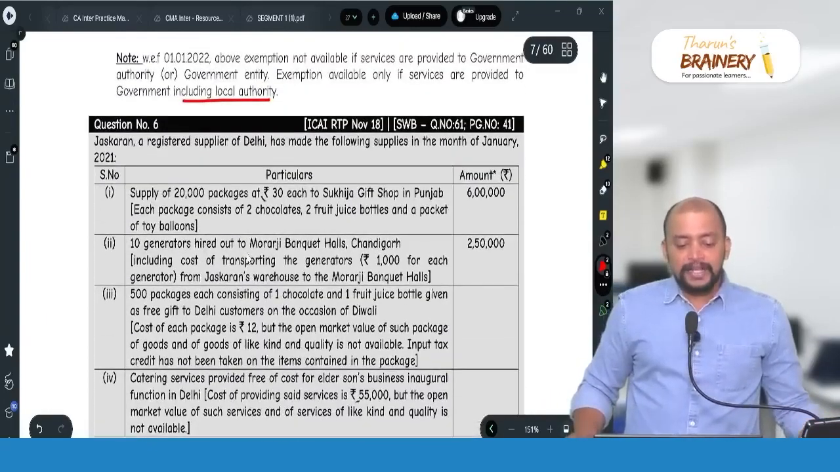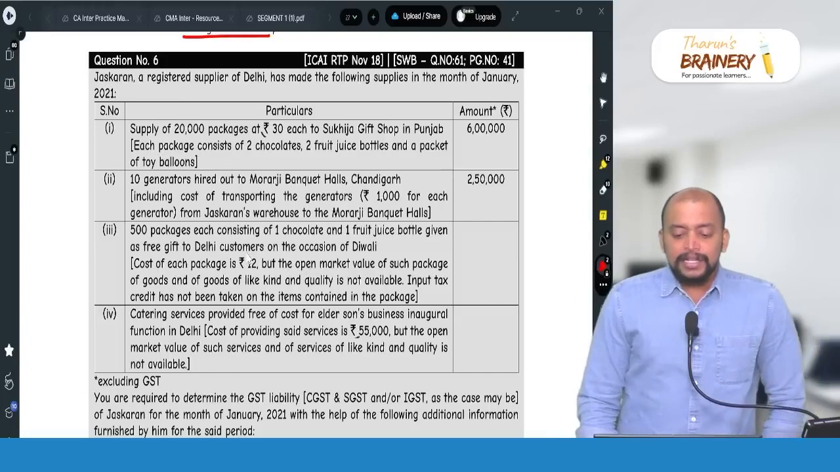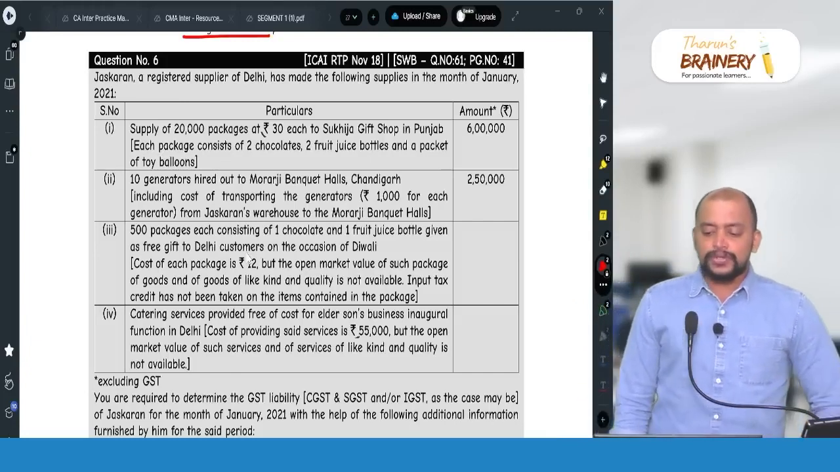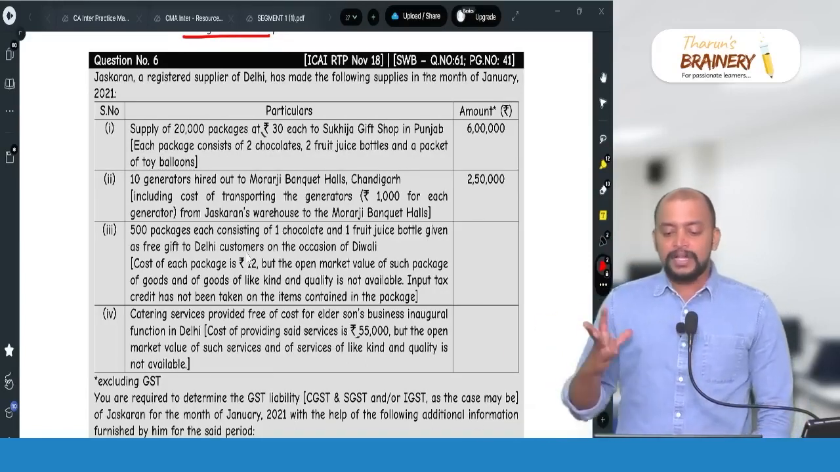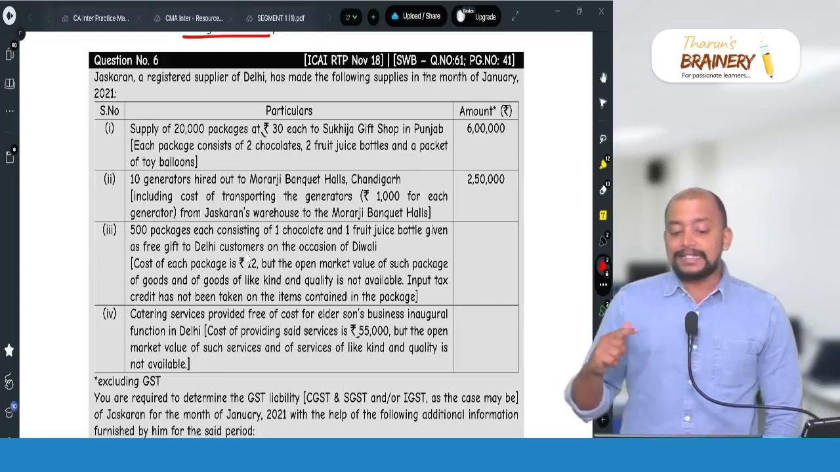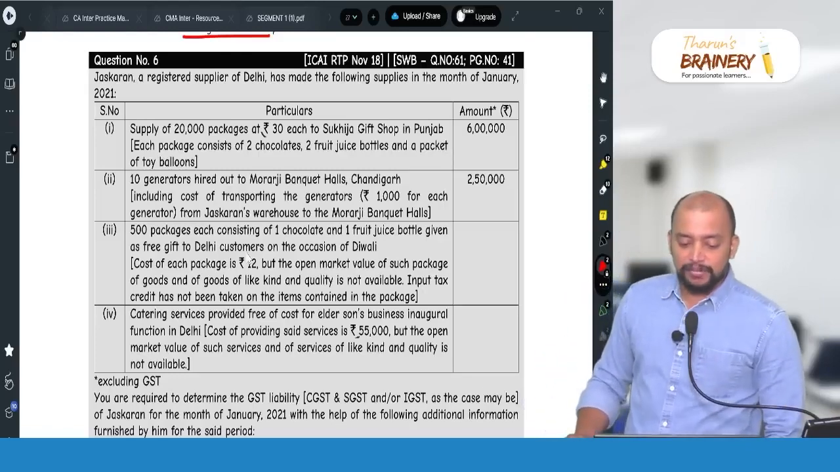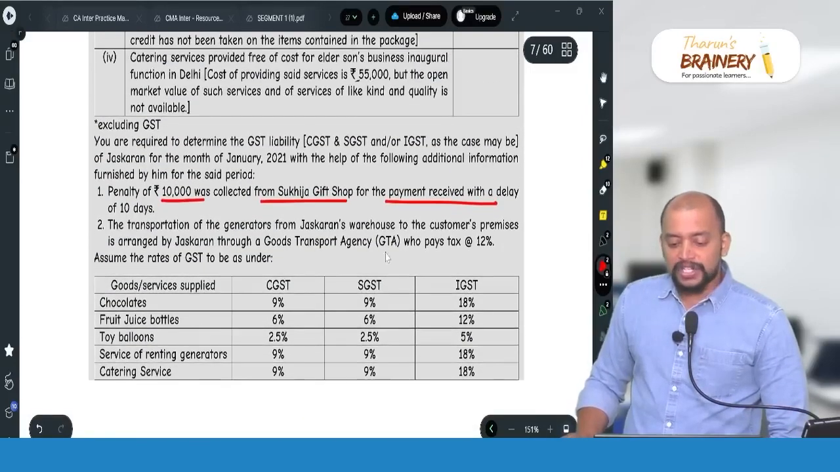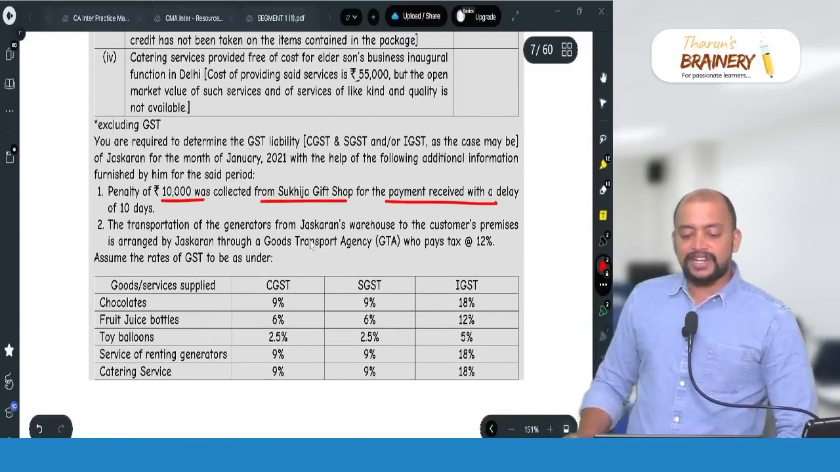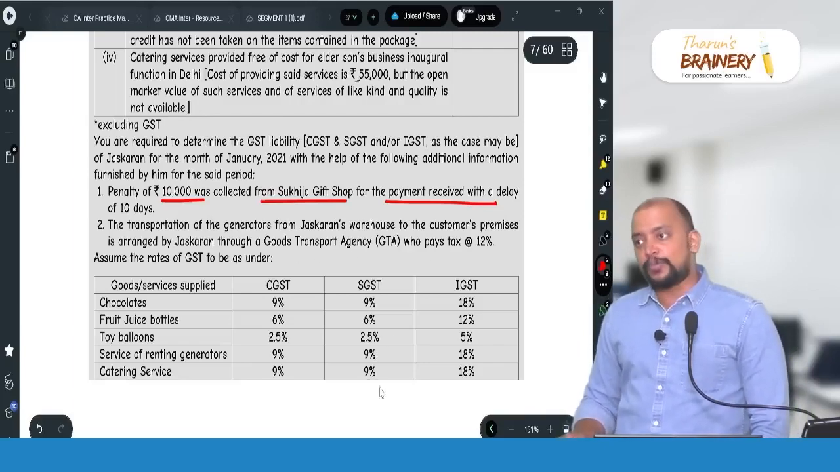Next, second, 10 generators hired out to Morarji Banquet Halls, Chandigarh, including cost of transporting the generators, 1,000 rupees for each generator from Jaskaran's warehouse to Morarji Banquet Halls. Now, this involves two supplies. One is renting of generators and second, transportation. Now, in the ordinary course of business, first we need to check whether these two are taxable or not. So, renting of generators is taxable and transportation is also taxable, because the transportation of generator from Jaskaran's warehouse to customer's premises is arranged by Jaskaran through a GTA who pays GST at 12%. So, both are taxable.